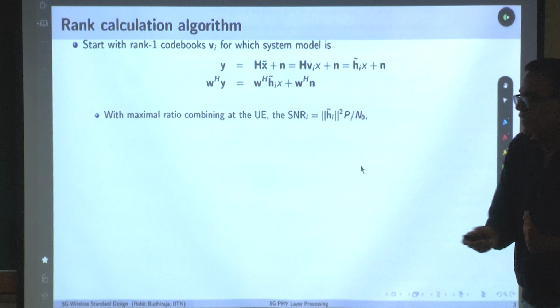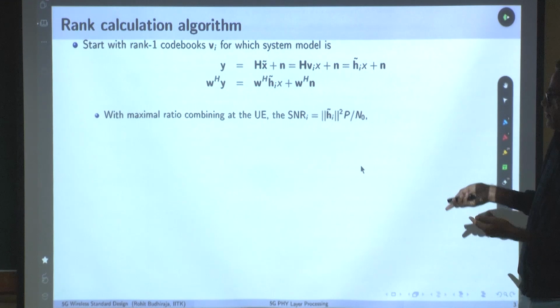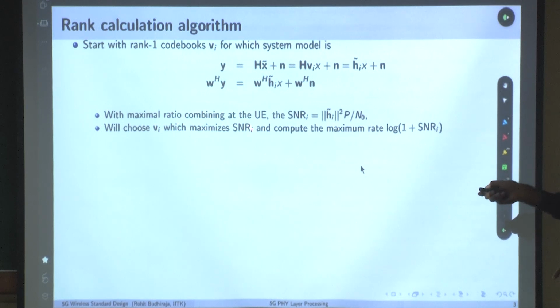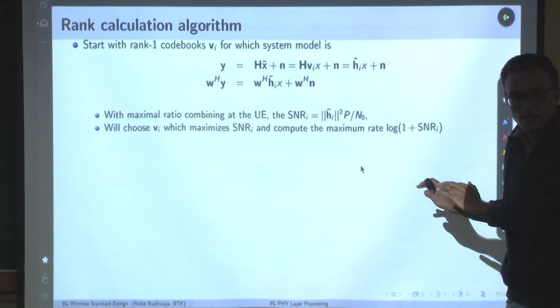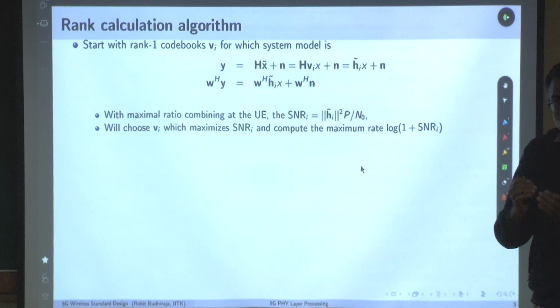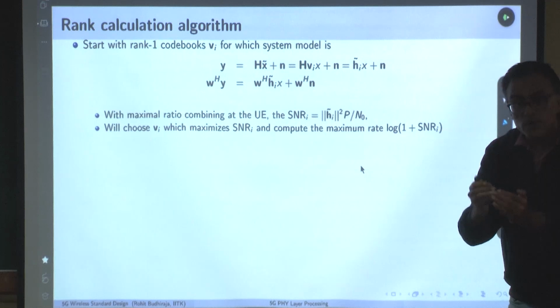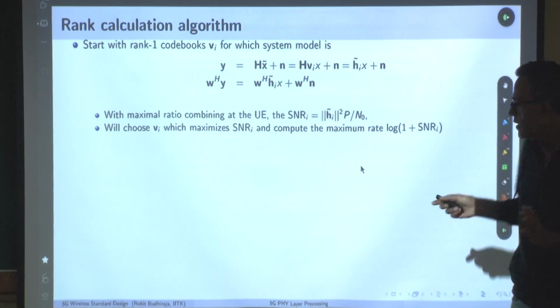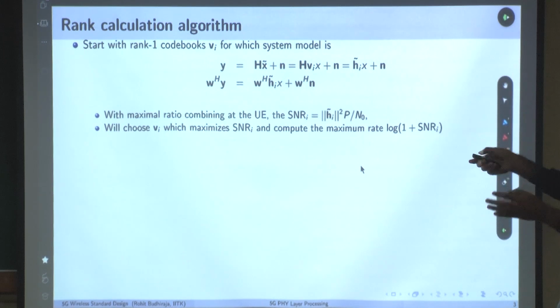And what will happen? It will calculate the rate. It will choose Vi, which maximizes the SNR, and compute the maximum rate, log 1 plus SNR of i. It keeps it. At this stage, what has it figured out? It has figured out which rank 1 precoder is maximizing its rate. This is stage number 1 of this rank calculation algorithm.